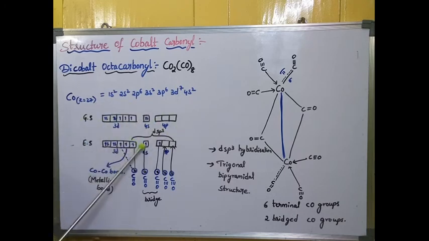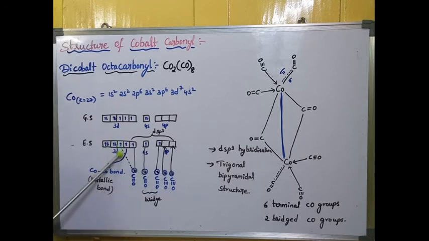In the excited state, one electron from 4s jumps to the next level, that is 4p. Now in hybridization, 1 d orbital from 3d, 1 s orbital from 4s and 3 p orbitals from 4p are involved in the hybridization to form dsp3 hybridization. In dsp3 hybridization, we observe the trigonal bipyramidal structure. The remaining two orbitals are involved in metallic bond formation and pi bond formation.